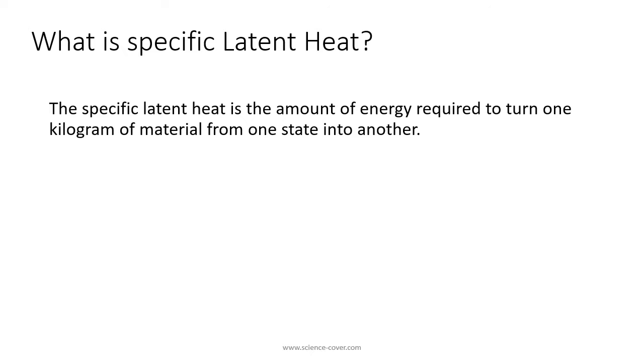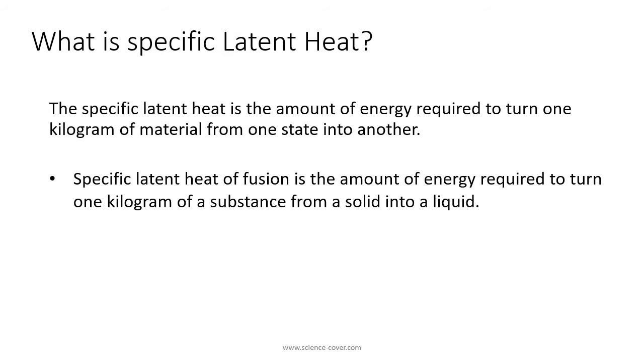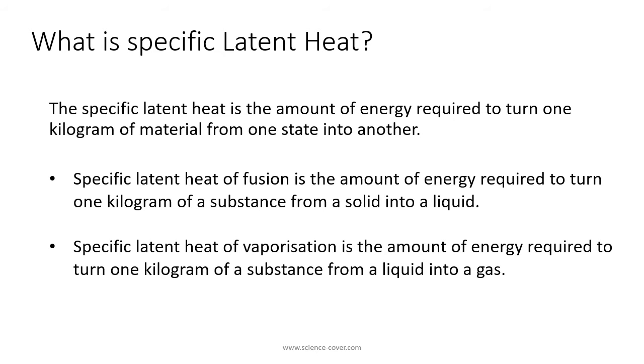So if we want to define the specific latent heat, we can say that the specific latent heat is the amount of energy required to turn 1 kilogram of a material from one state into another. But if we want to be more specific and talk about the latent heat of fusion, then we need to say that it's the amount of energy required to turn 1 kilogram of a substance from a solid into a liquid. Now, the latent heat of vaporization is the amount of energy required to turn 1 kilogram of a substance from a liquid into a gas.